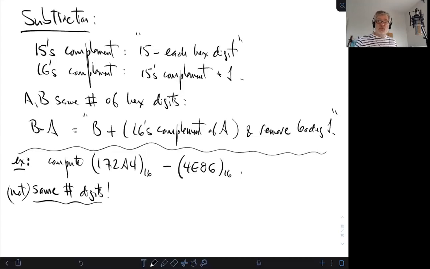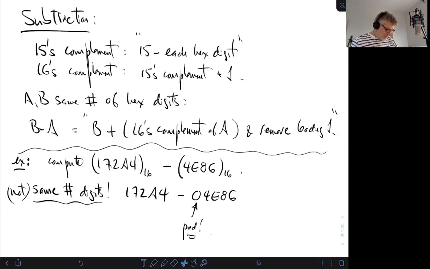So what do you do? You put a 0 in there. So it's 172, I'll drop the index 16 since we know we're in hex now. So 0, 4, E, 8, 6. This is really important, okay? Before you do the complement, because otherwise the technique does not work.